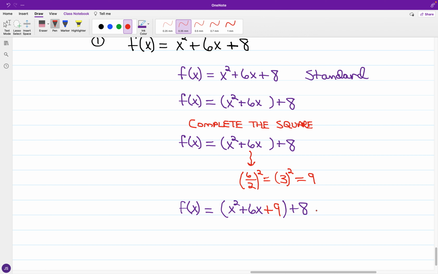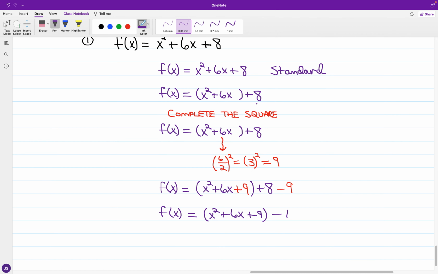So to get it back to level, so to speak, whatever I add at the front, I want to offset at the end by balancing. You have plus 9 at the front, minus 9 at the back, and I'm back to x squared plus 6x plus 8. But now, getting closer to the vertex form. So right now, I have x squared plus 6x plus 9, and I have 8 minus 9 becomes negative 1.